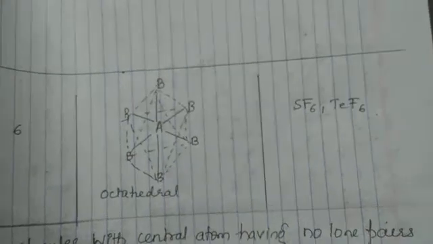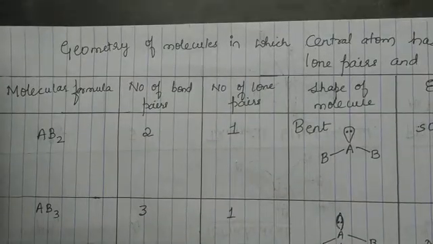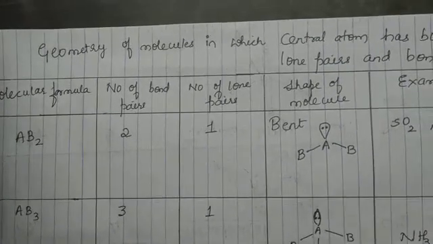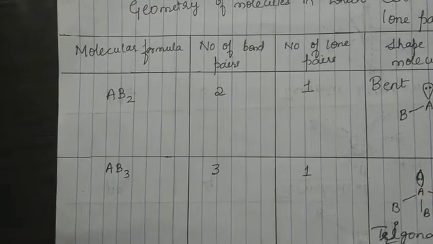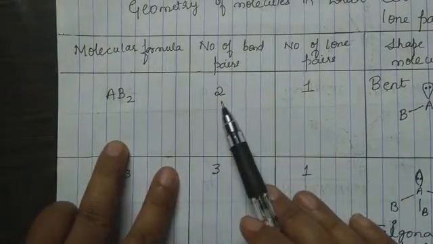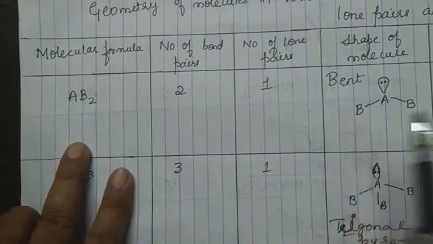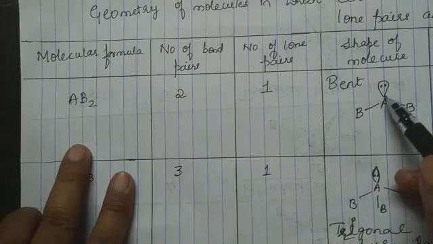Hope you have understood. Now we saw the geometry of the molecules having only bond pairs. Now we shall look into the geometry of the molecules having both bond pairs as well as lone pairs. Now I have a molecule with the formula AB2. AB2 having 2 bond pairs and 1 lone pair. So it should have been linear. Earlier we had seen A, B1, B2, but here one lone pair is there.